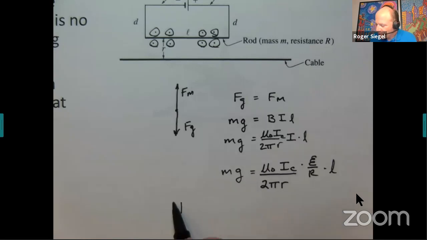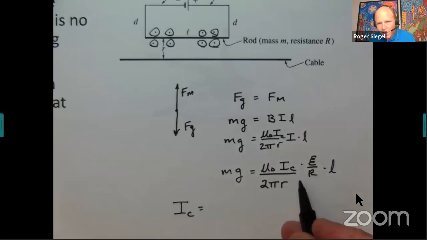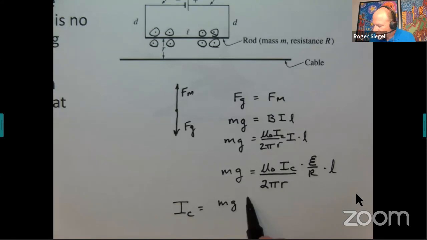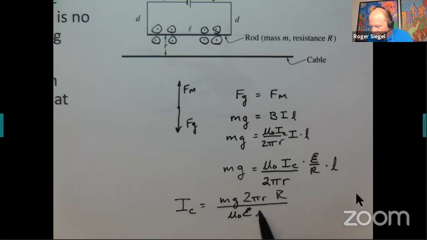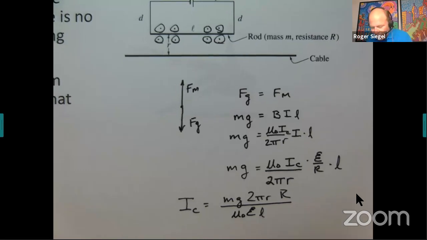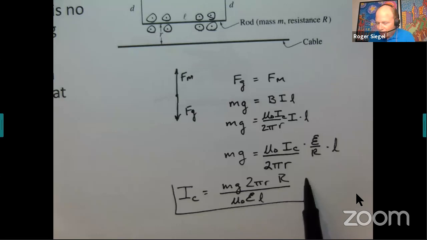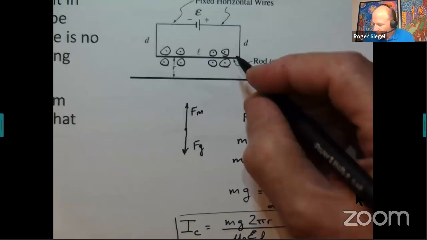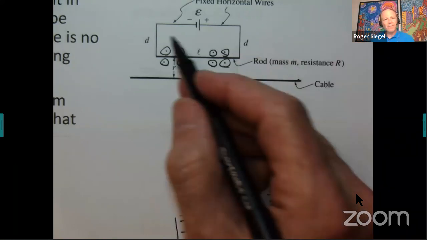So I'm going to finish up my algebra. I_C is equal to, and so you can see what's in the denominator is the 2 pi r and the R, and then we're going to have the mg. This is mg, 2 pi little r, big R, and then what's left in the bottom is mu naught script E L. And so that's our solution. If we have this much current in the cable, it's going to push up on this rod and there will be no tension in these wires.